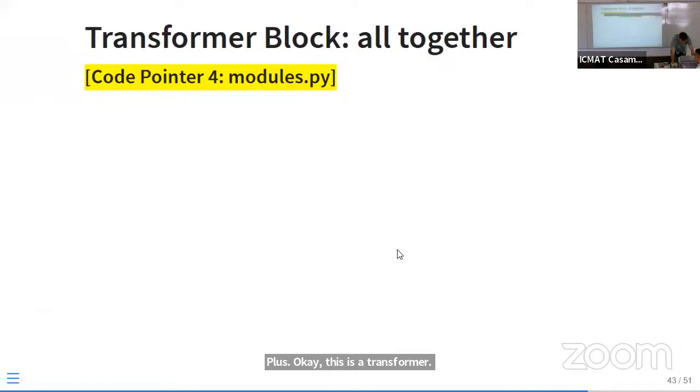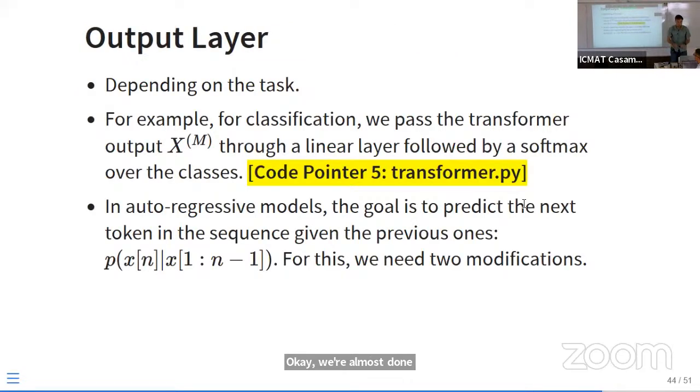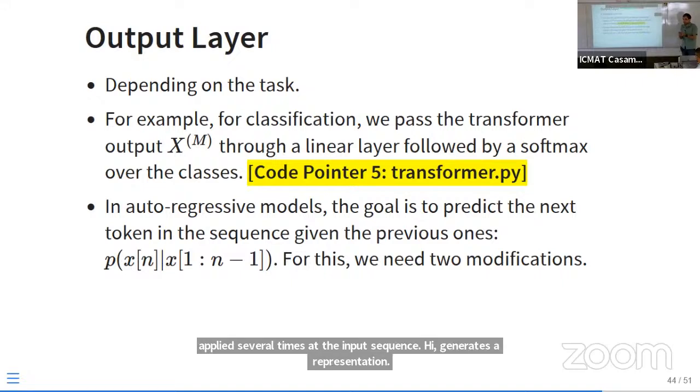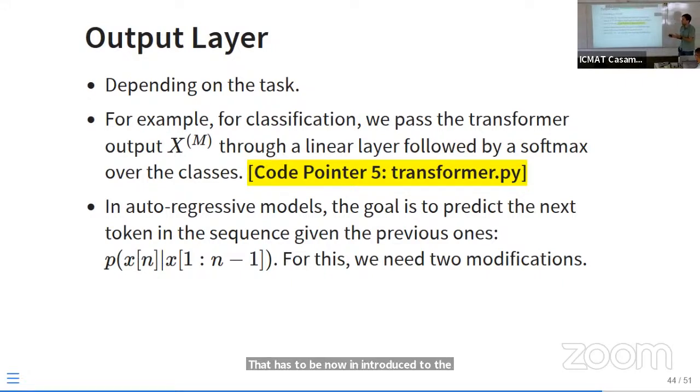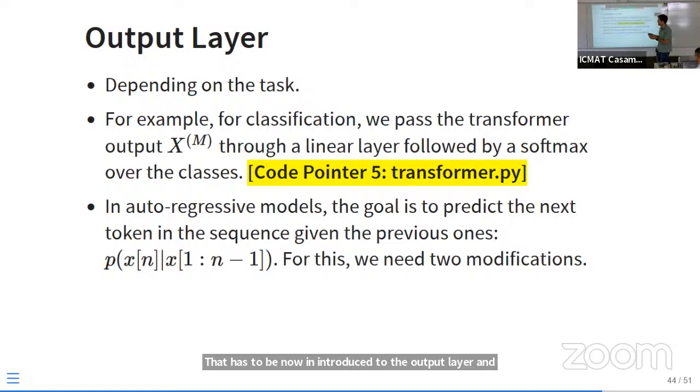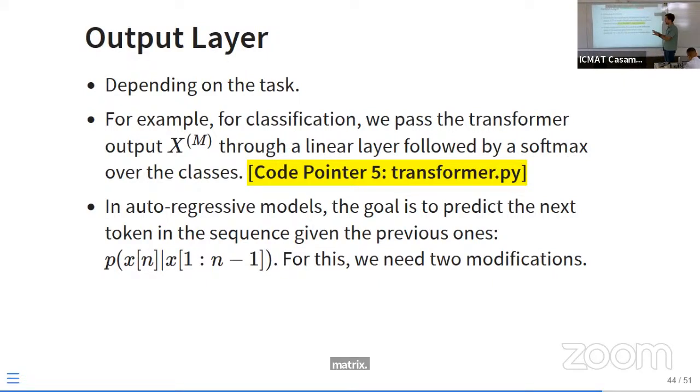Okay, we are almost done. So we have the transformer block. This block is applied several times to the input sequence and generates a representation that has now to be introduced to the output layer. And the output layer will really depend on the task we are working on in particular. For instance, for classification, this output matrix goes through a linear transformation that produces a vector over the set of classes.